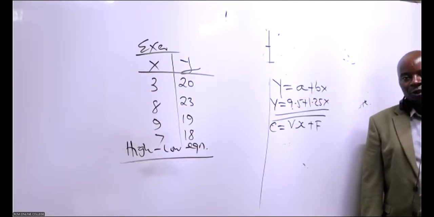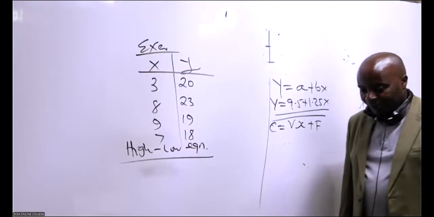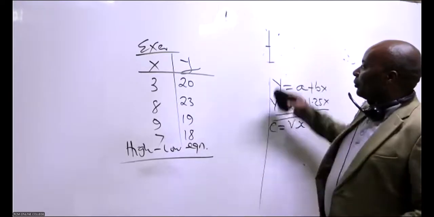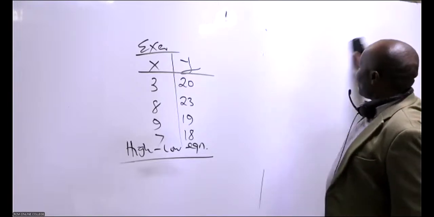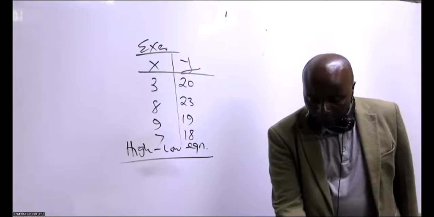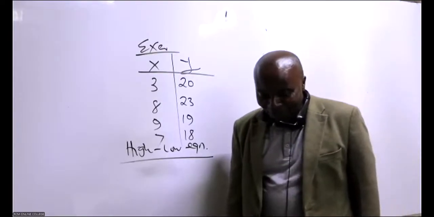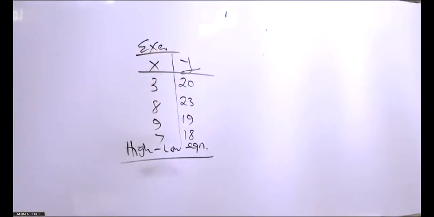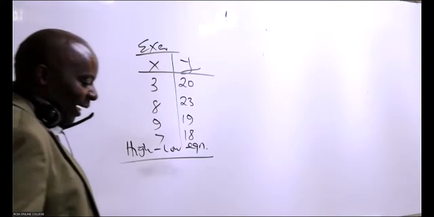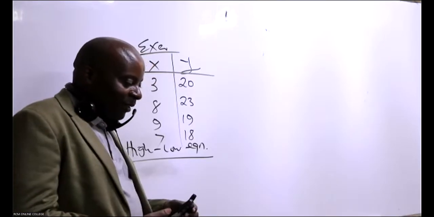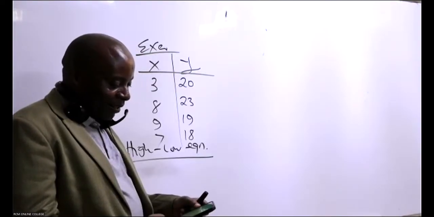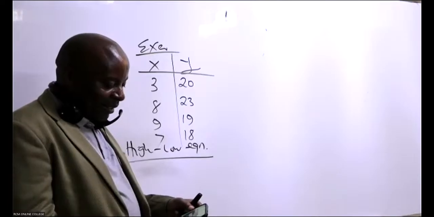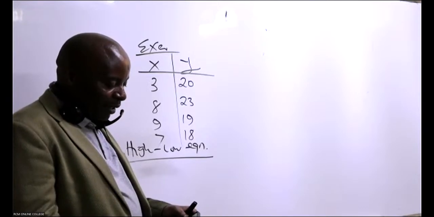So high-low equation. Very good. I can see Knight and Harriet and Ken as well. I can see what they're saying there. They're telling me something very nice.